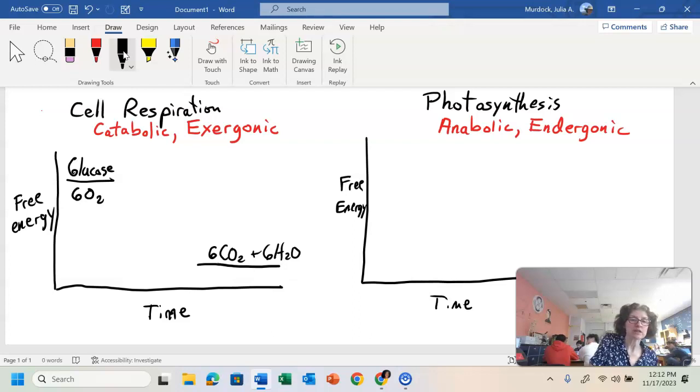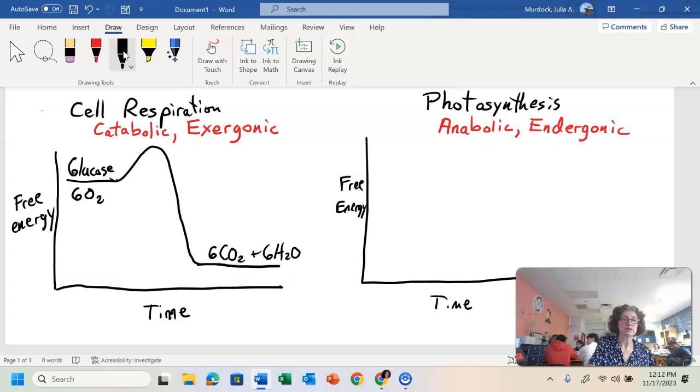So this curve is going to look like this. It's going to go up before it goes down, because there's always a hump that reactant molecules need to get over before they can finish turning into whatever they're turning into.